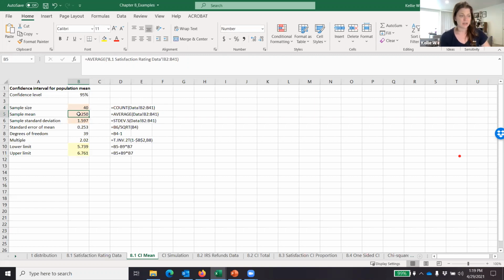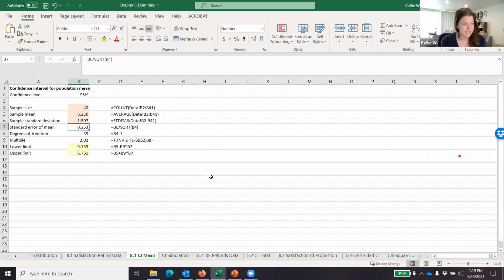We need to calculate the sample mean because that's what we're trying to find. And then we're trying to find our confidence level around it. So our sample mean is just the average of our data. Again, best to use a formula instead of calculating it and then hard coding the numbers. We're very familiar with the standard deviation formula. So we use the sample version of it, not the population version.